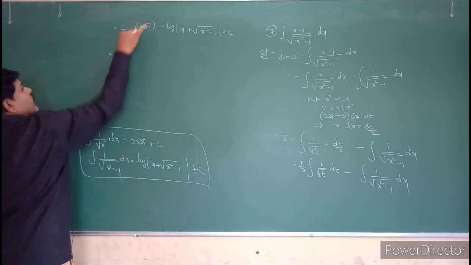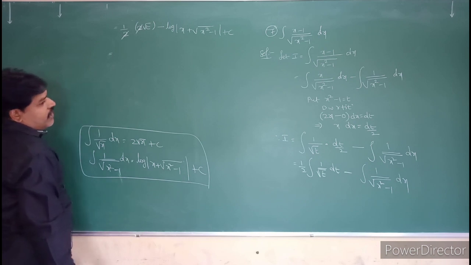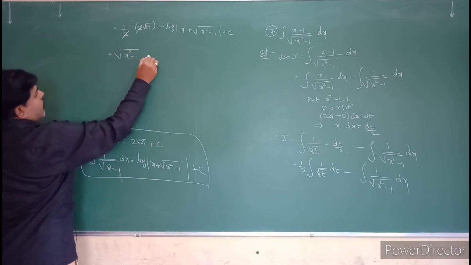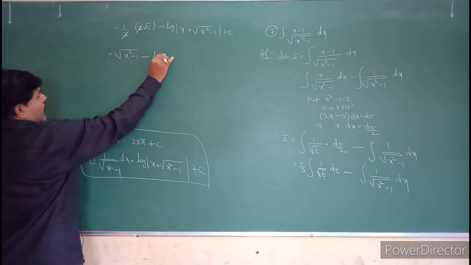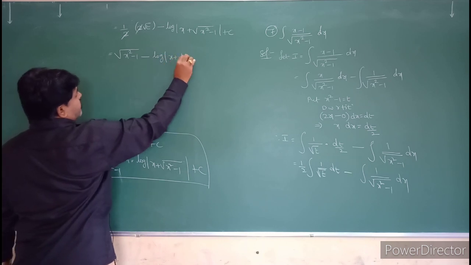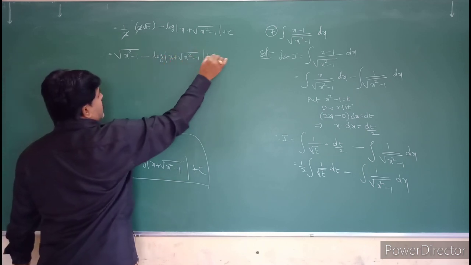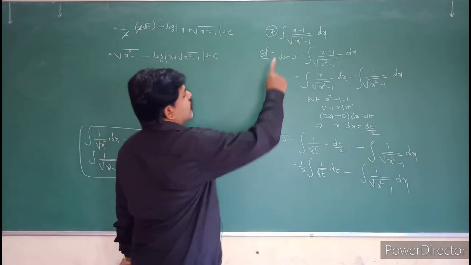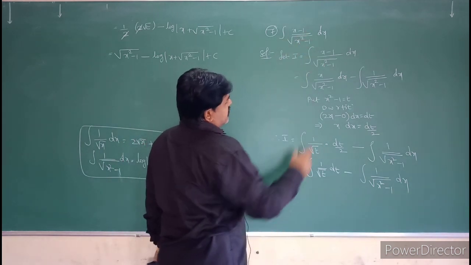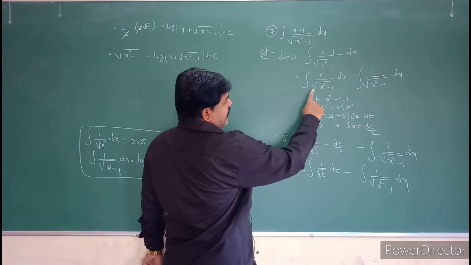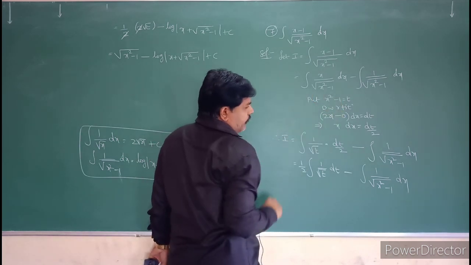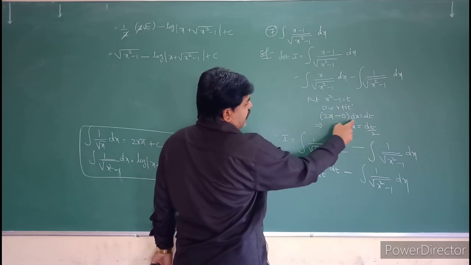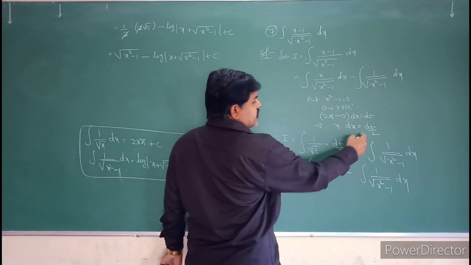So the 2 will be cancelled, and what is the t value? The t value is nothing but x square minus 1. So the answer is root of x square minus 1 minus log of mod x plus root of x square minus 1 plus c. So see that question, students. I is equal to x minus 1 by root of x square minus 1. I separated the terms and put x square minus 1 is equal to t. Differentiate with respect to t: x square derivative is 2x, minus 0, into dx is equal to dt. So x into dx is equal to dt by 2.